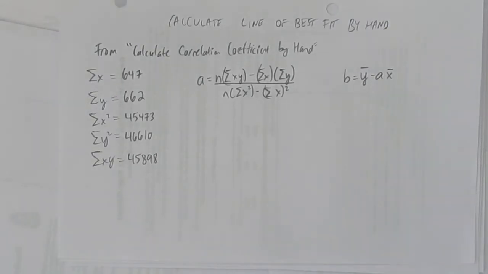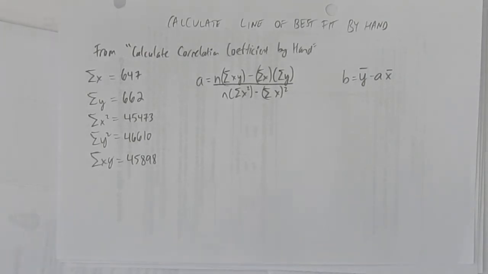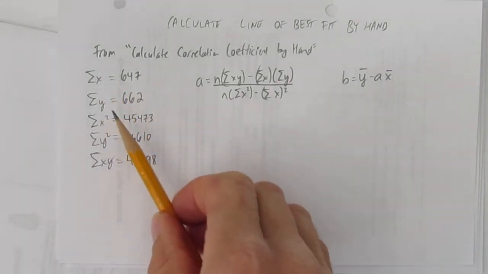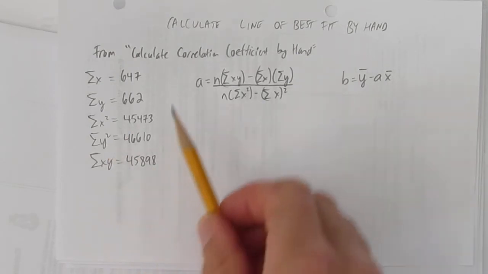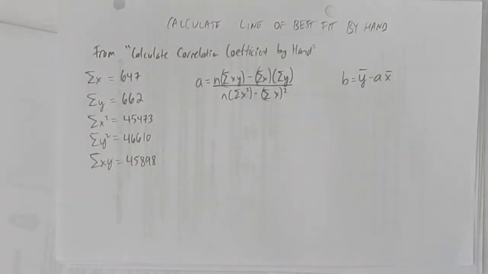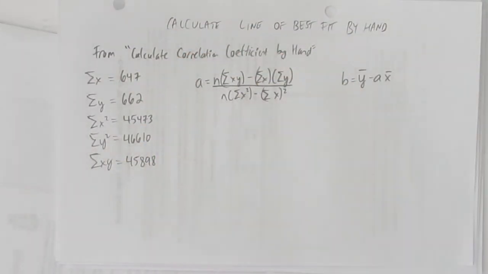In this video, we'll look at how to calculate the line of best fit by hand. Before you do, I would watch the video on how to calculate the correlation coefficient by hand, because in order to find all these values I've written here, the sum of x, the sum of y, the sum of x squared, the sum of y squared, and the sum of x times y, I had to make a big table, and it took some time to calculate all that. So watch that video and then understand I've made a table and calculated all these sums.